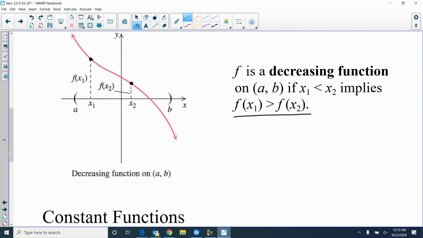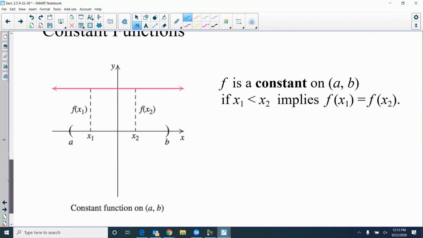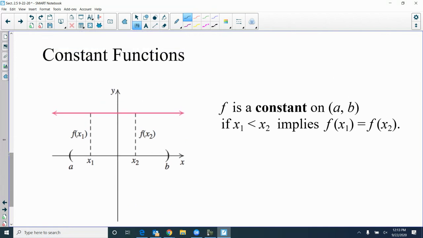All right, last one, constant function. Horizontal line means all the y values are the same. Okay, you got a constant. If x1 is less than x2, any 2 points, then f of x1 will still equal f of x2.